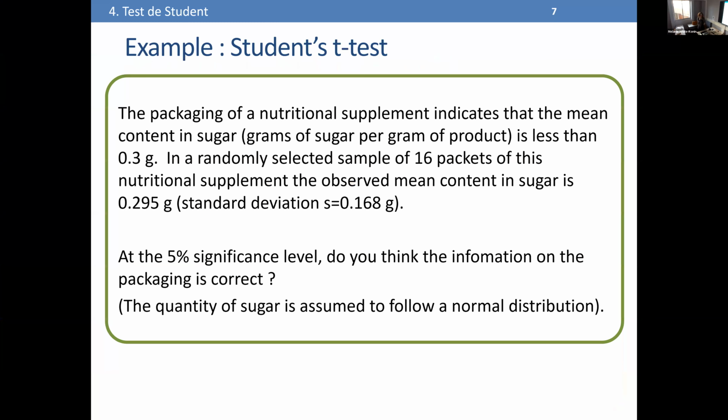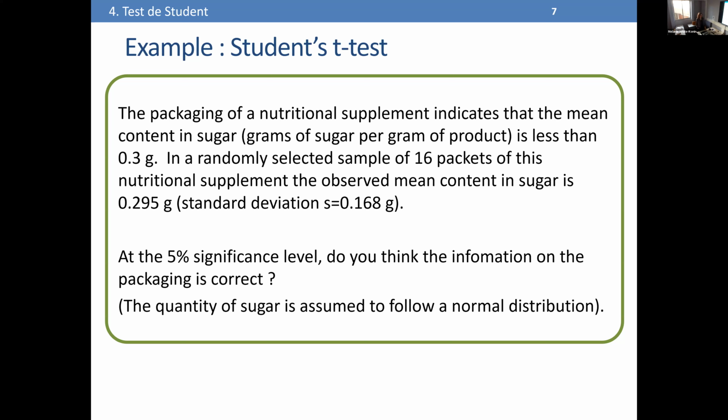First example, so in the lectures we'll talk about the tests that we need to use, and then we'll apply them so that you can see how each is applied in each case. So first example, the packaging of a nutritional supplement indicates that the mean content in sugar, grams of sugar per gram of product, is less than 0.3 grams. In a randomly selected sample of 16 packets of this nutritional supplement, the observed mean content in sugar is 0.295, with a standard deviation of 0.168 grams.